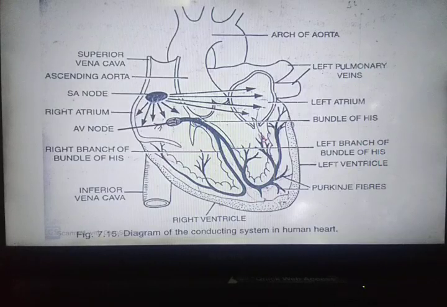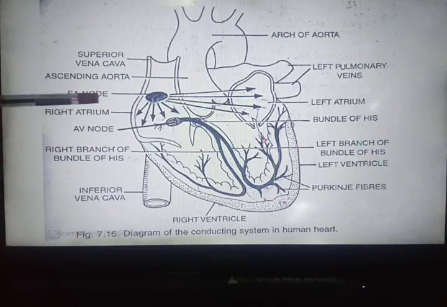The entire human heart is made up of cardiac muscles and it consists of three layers: outer epicardium, middle myocardium, and inner endocardium. A specialized cardiac muscles form a structure known as nodes. In human heart, two nodes are present known as sino-auricular node or SA node and auriculoventricular node known as AV node.